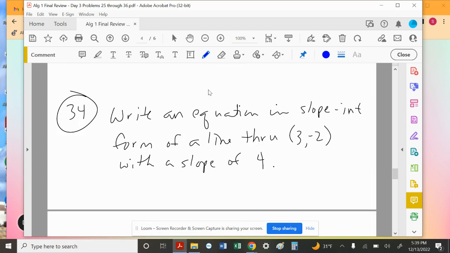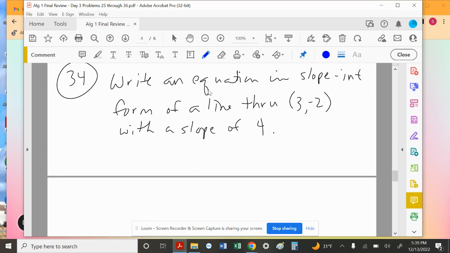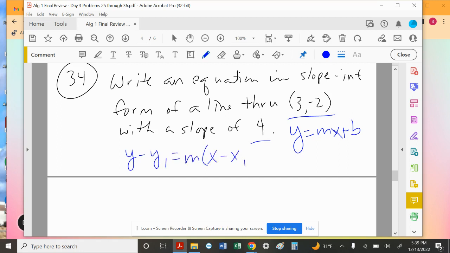Number 34. Write an equation in slope-intercept form. So now we have to have it in slope-intercept form. So we need to have it in y equals mx plus b. But we're given a point and a slope. So we're going to start off with point-slope form. Okay, so I'm going to plug in the values into here.